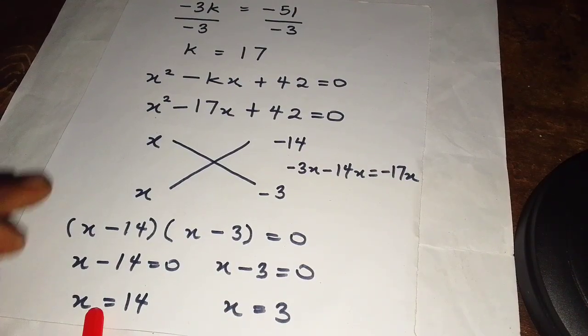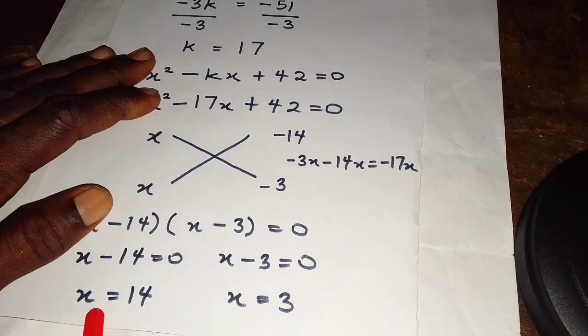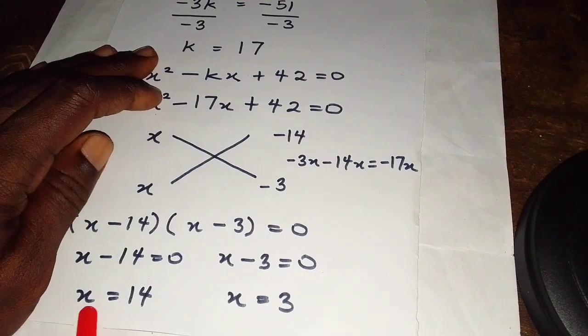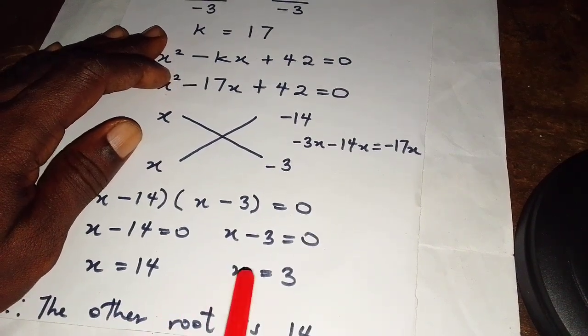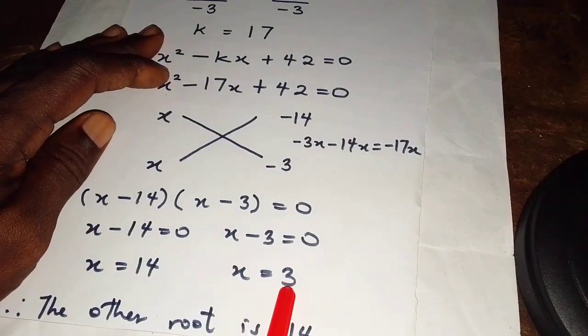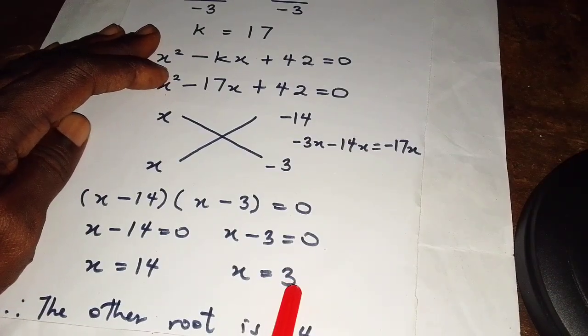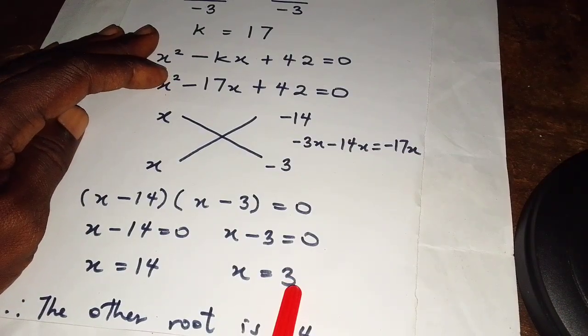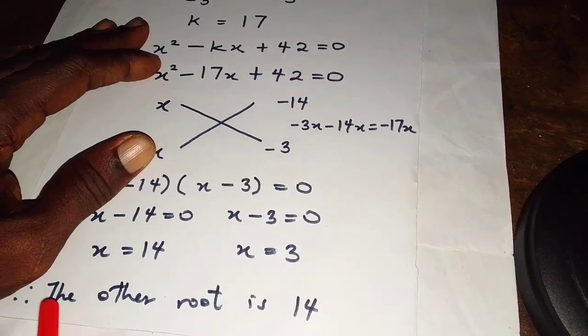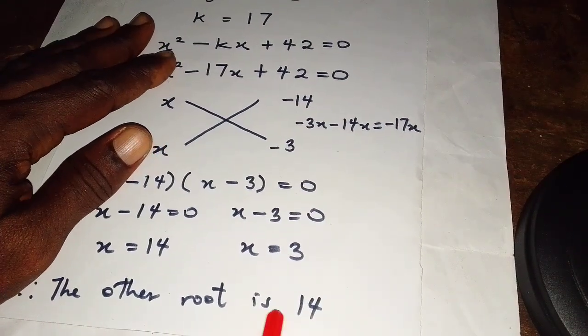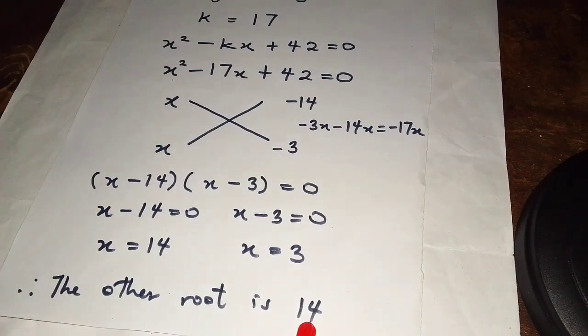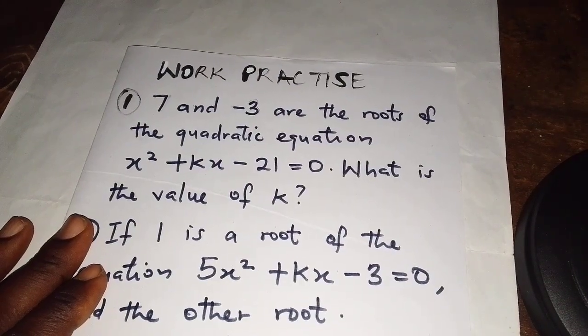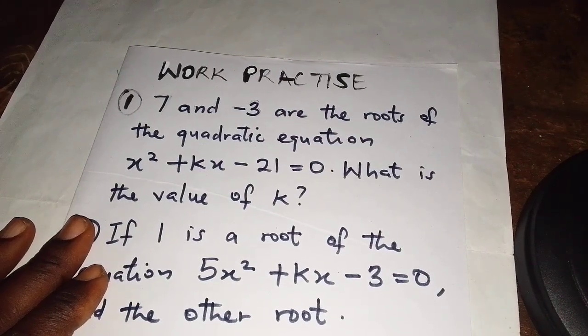So the roots are x is equal to 14 and 3. In the question we have already been given the value 3. So we are told to look for the other root of the equation. That means the other root is equal to 14. So the two roots of this equation are 14 and 3.